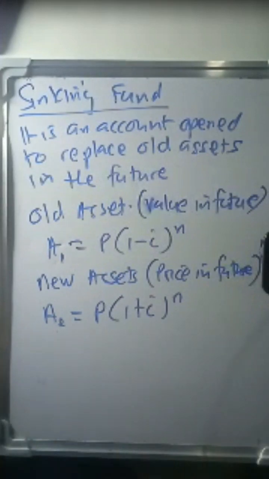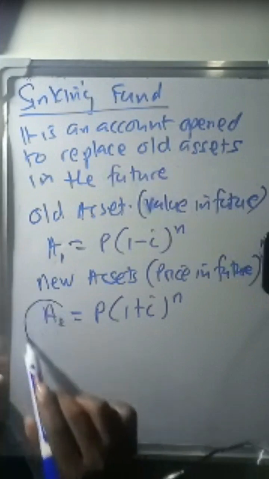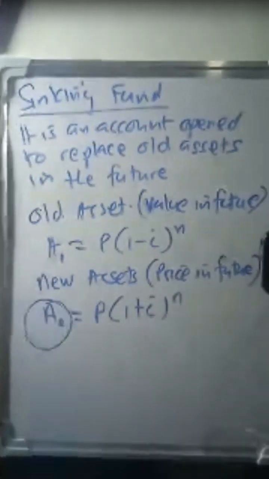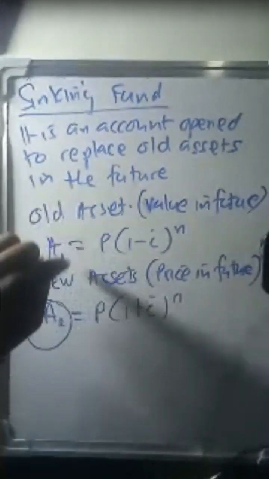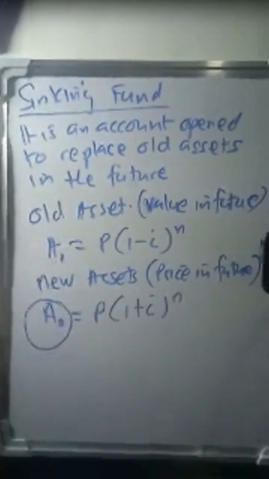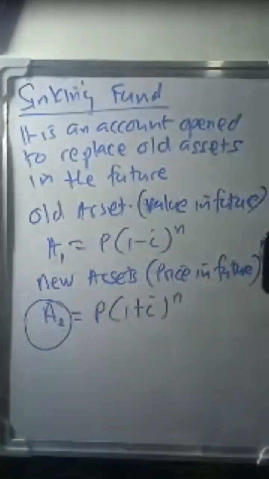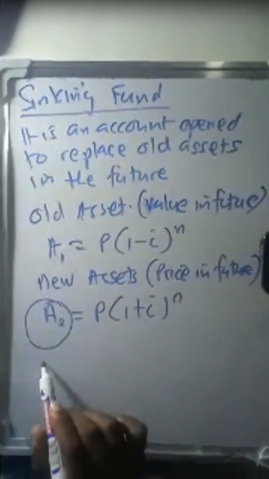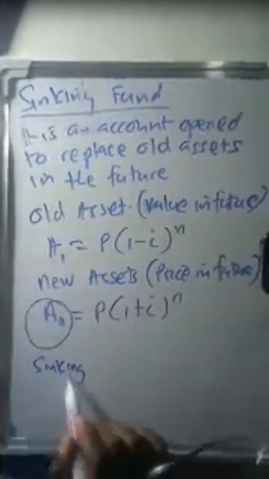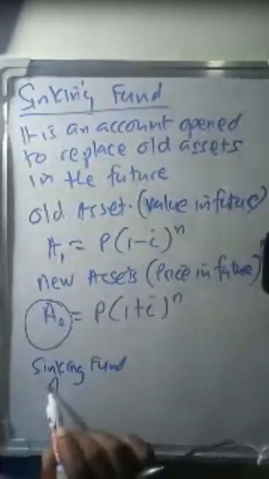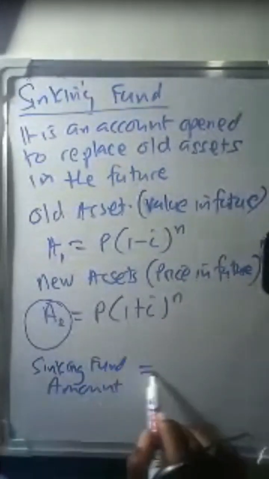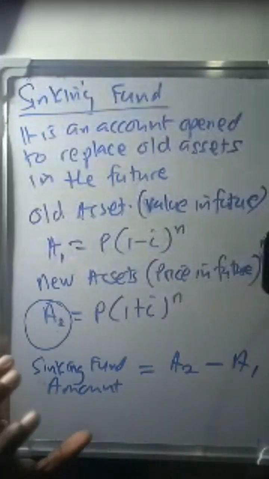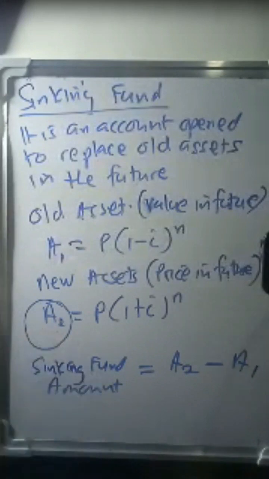So what are we going to do? This is the amount, or this is the price of a new asset, right? But already we have something. We have the money that we obtained from selling an old asset. So how much money do we need in the sinking fund in the future? So sinking fund amount is equals to A2 minus A1. Okay, so that we know how much money do we need to raise.